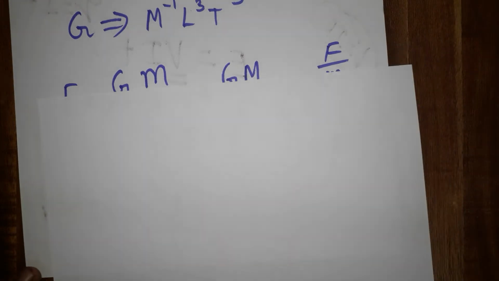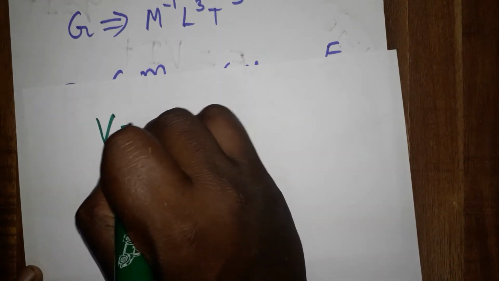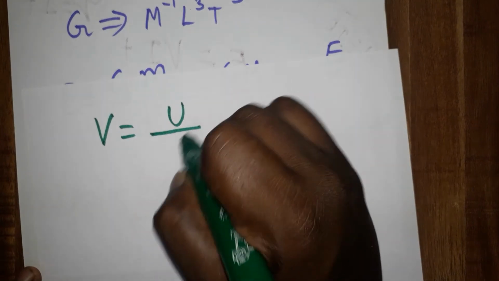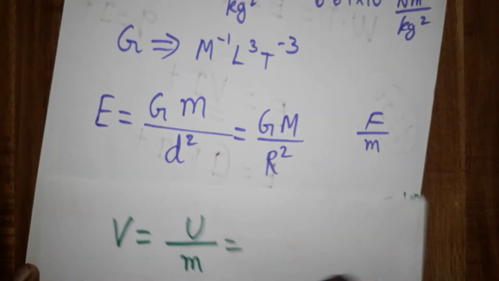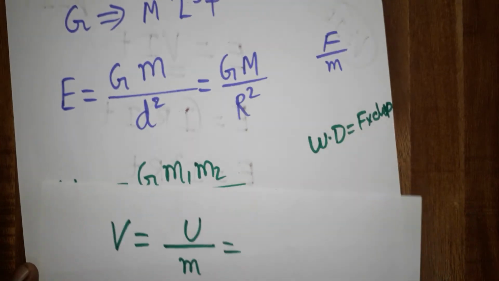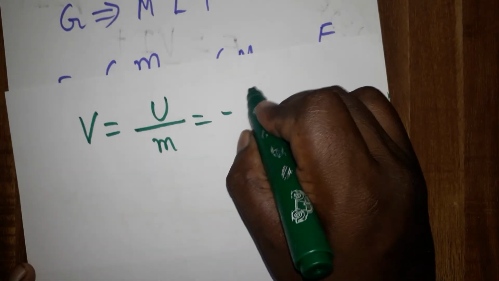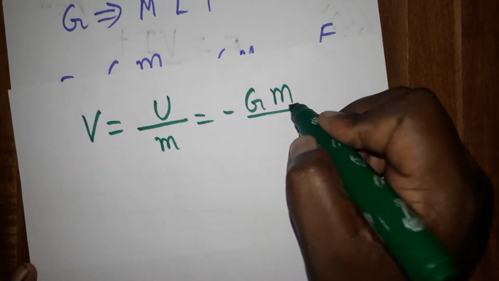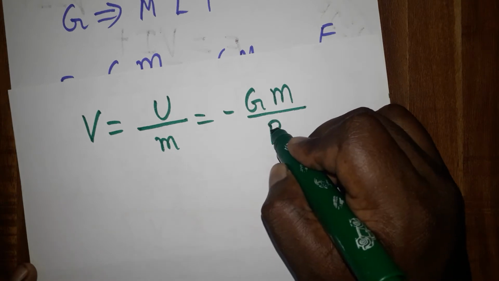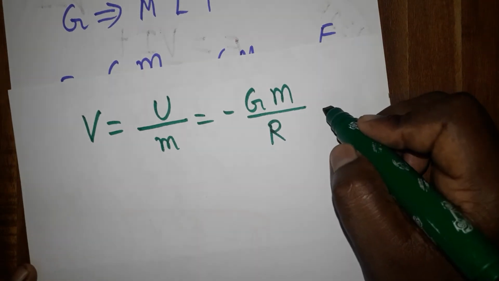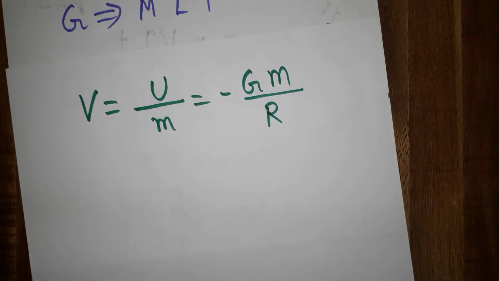Okay, the next one, gravitational potential. Gravitational potential is potential energy divided by unit mass. If you remove one mass in this formula, you will get minus G m divided by r, or d also you can use. It is called the gravitational potential.